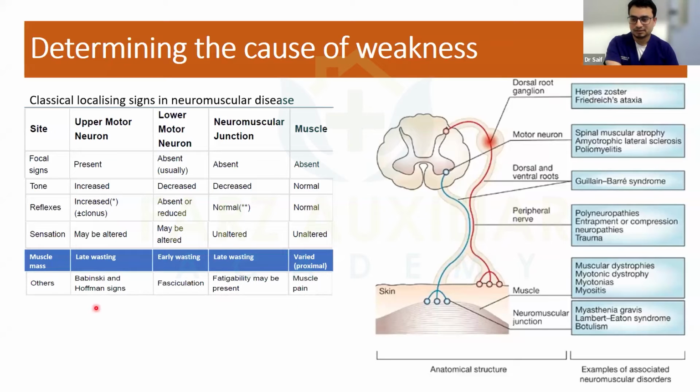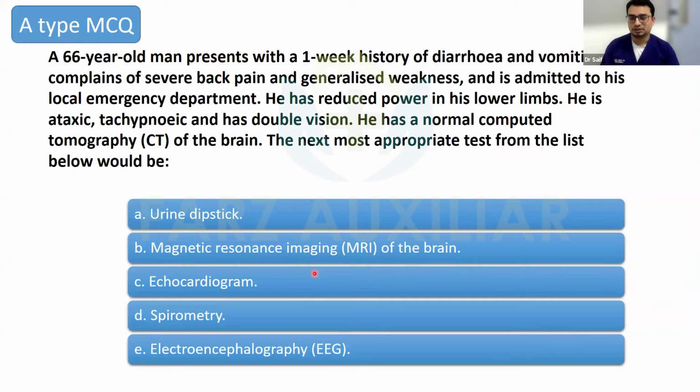Then there are other signs, as I said, Babinski and Hoffman's sign will be positive in case of upper motor neuron. Fasciculation is a feature of lower motor neuron lesions and disorders, and fatigability will be present in case of neuromuscular junction disorders, and muscle pain, especially in inflammatory myopathy, will be present in the myopathies. Okay, now this question.